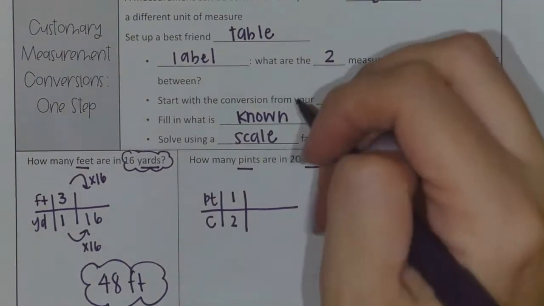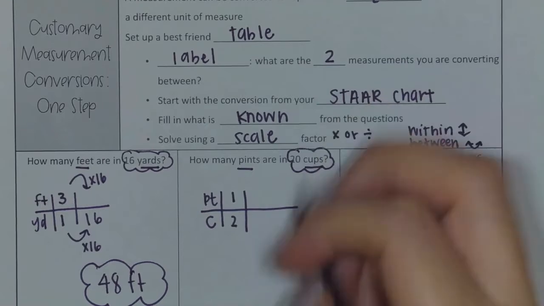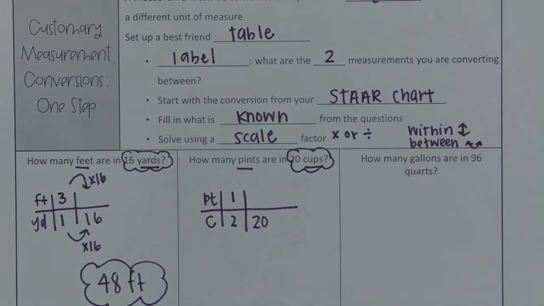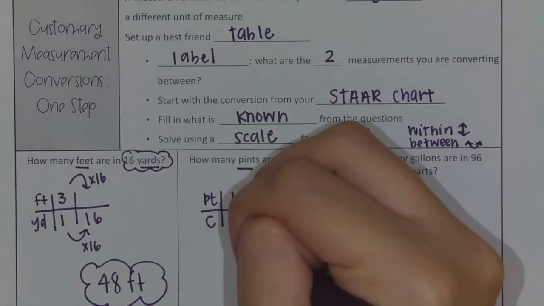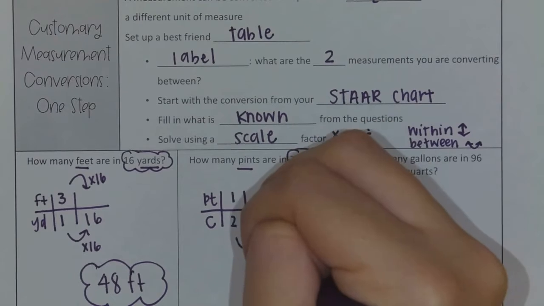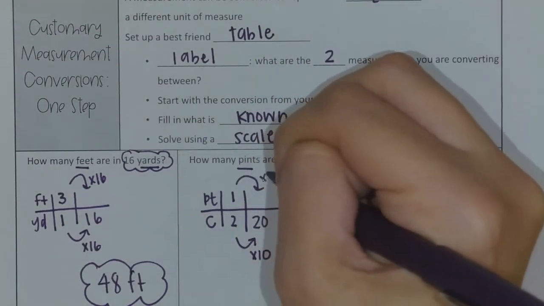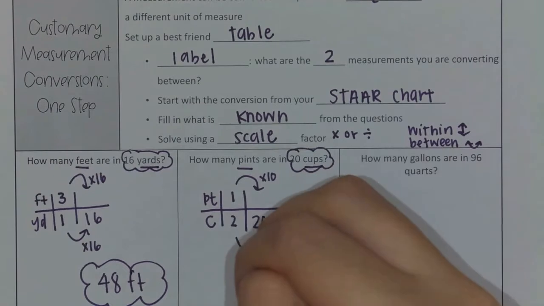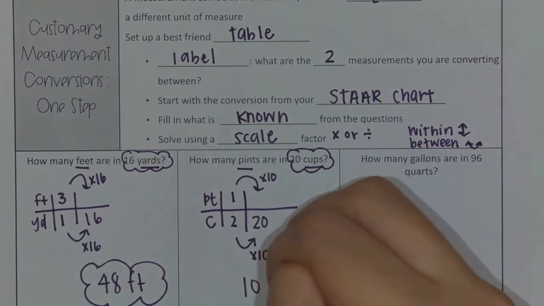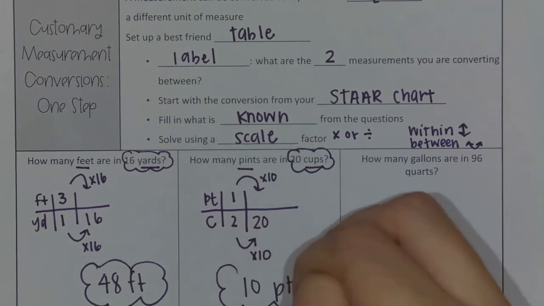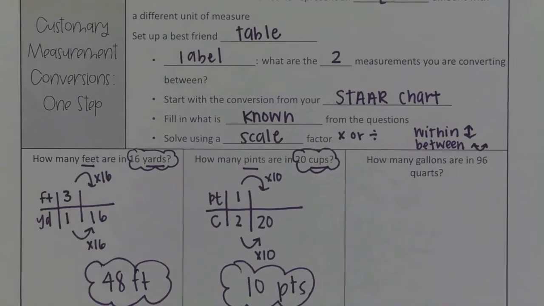What I know from my question is I am looking for 20 cups. So I'm going to put a 20 down here at the bottom with my cups. And then my scale factor, I'm going to go between again. 2 times 10 would give me 20. So what do I do to the bottom? I have to do to the top. So 1 times 10 would give me 10 pints. So there are 10 pints and 20 cups.